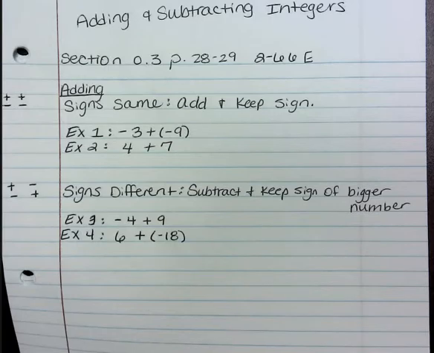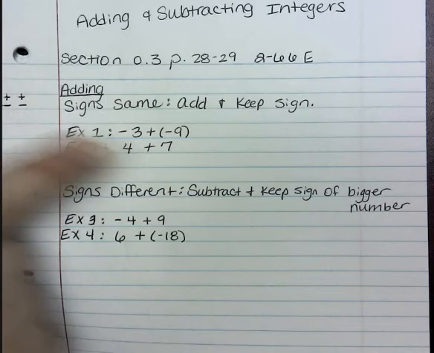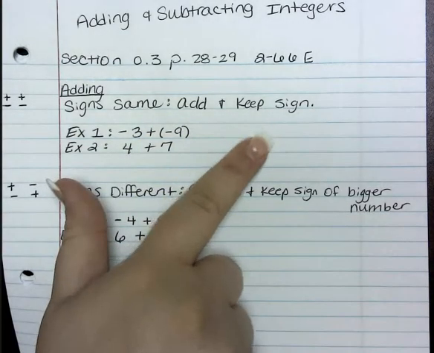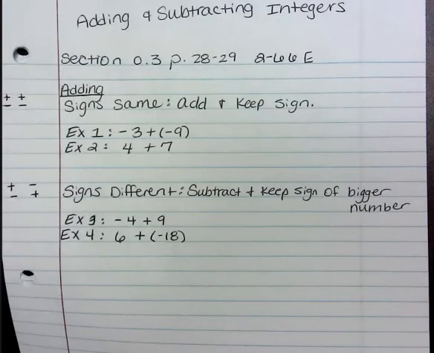So I have some rules that I use to help students know what to do when you're adding and subtracting these integers. When you are adding and your signs are the same, meaning you've got two positive numbers added together, or you're adding two negative numbers together, the rule is to add and then keep the sign. So let's look at some examples here to let us know what that means, okay?